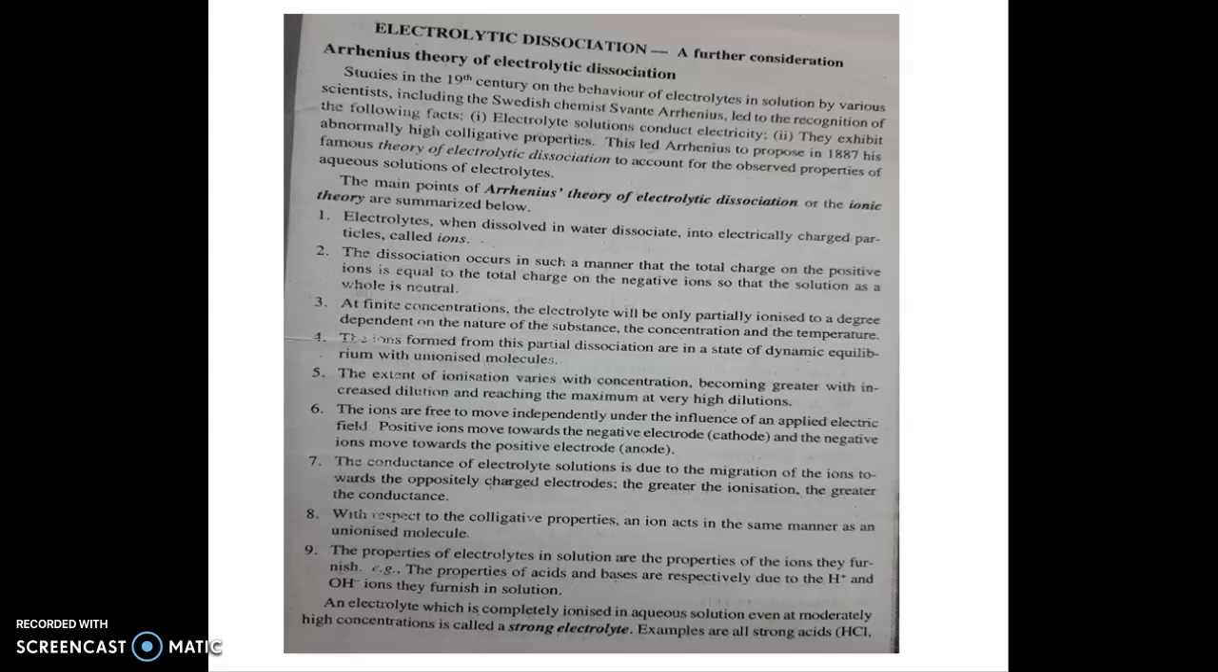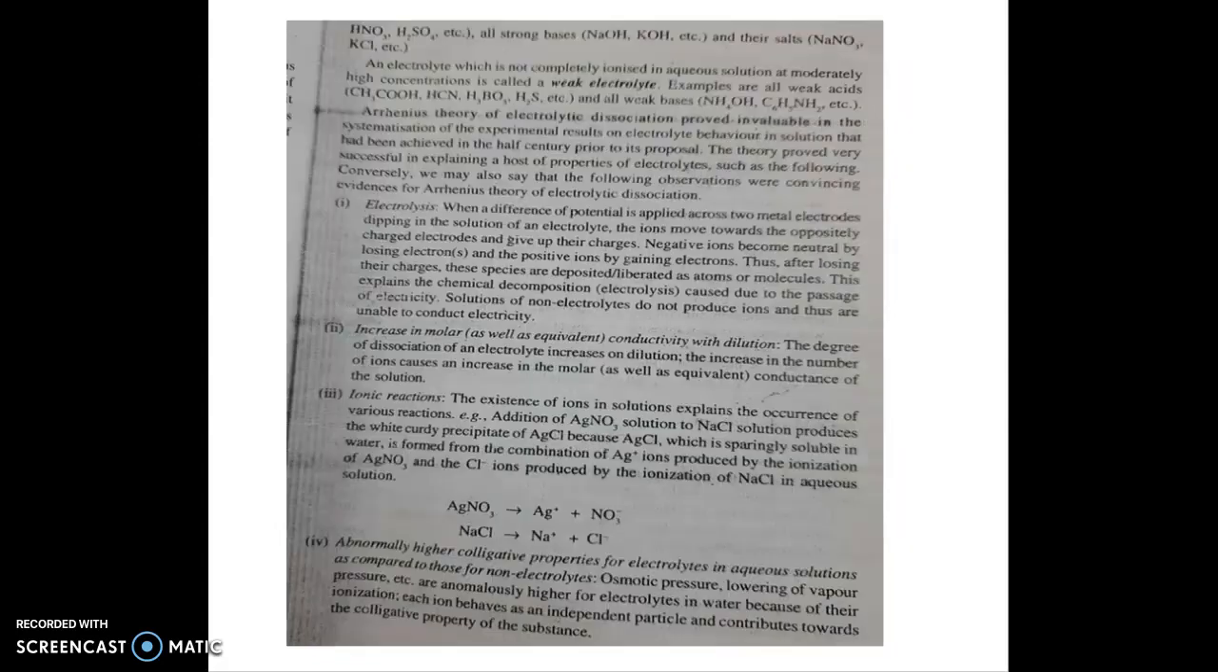We know that there are two types of electrolytes: one is a strong electrolyte, another is a weak electrolyte. A strong electrolyte, at moderately high concentration, ionizes completely. An electrolyte which is not completely ionized at moderately high concentration is known as a weak electrolyte.